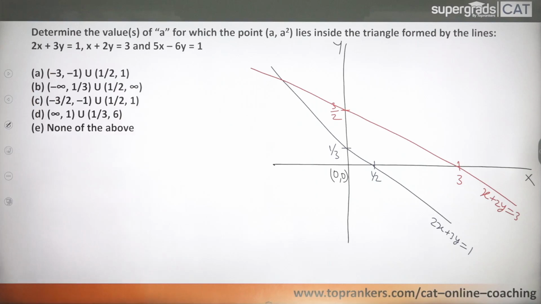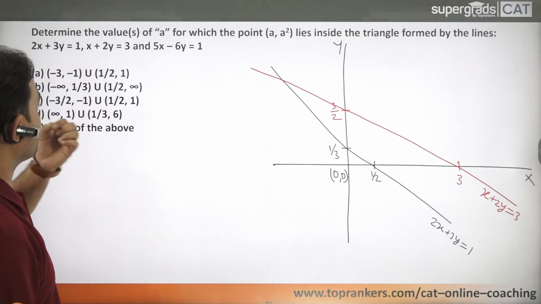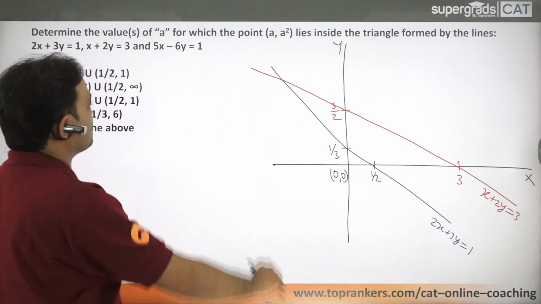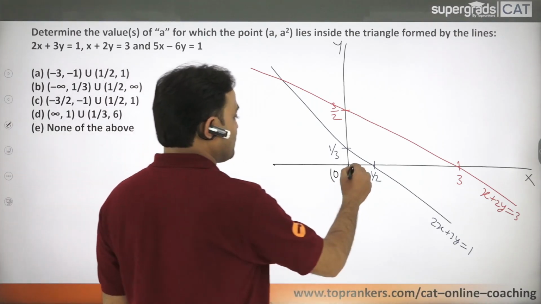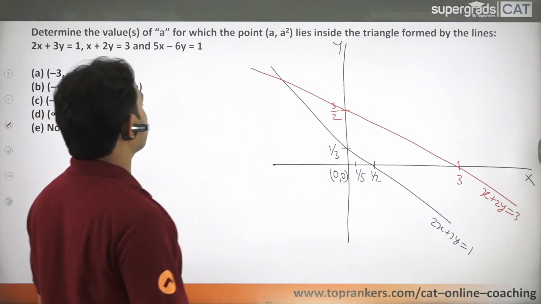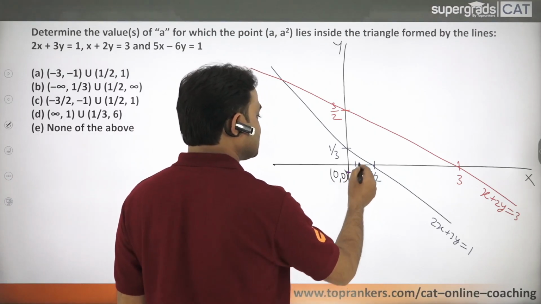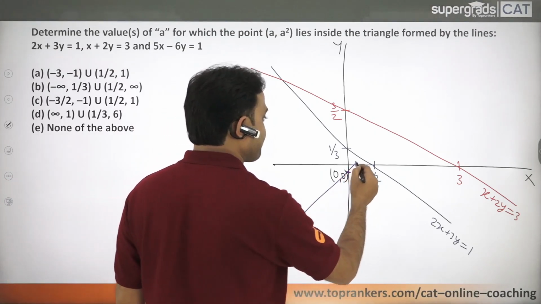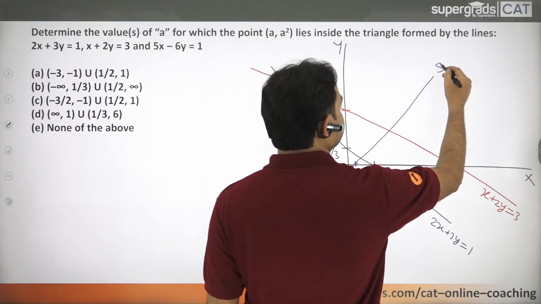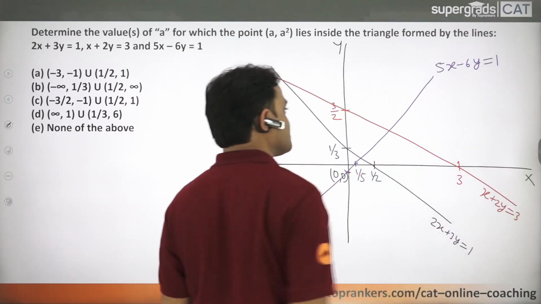Now it says 5x minus 6y is equal to 1. How do we draw that? If I put y is equal to 0, x will become 1 by 5. So somewhere here, x will become 1 by 5. If I put x is equal to 0, y will become minus 1 by 6. So somewhere here, let's draw this line. This line is 5x minus 6y is equal to 1.